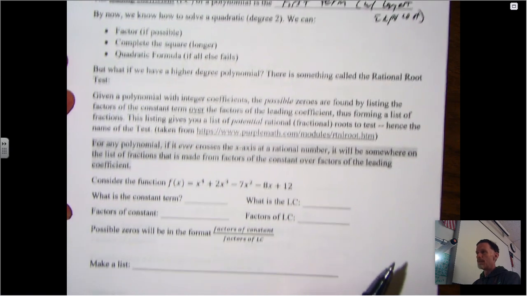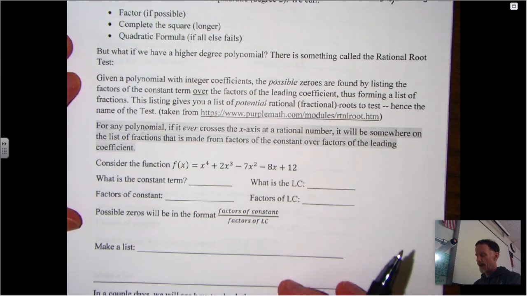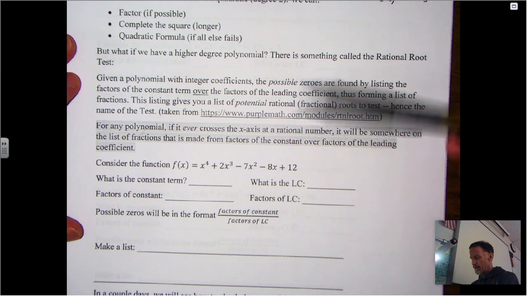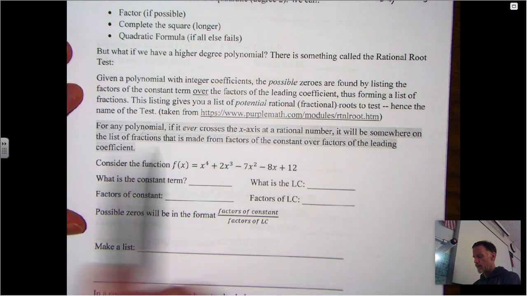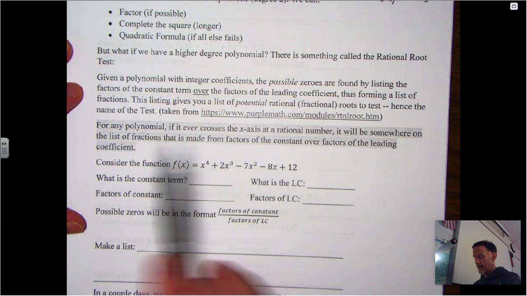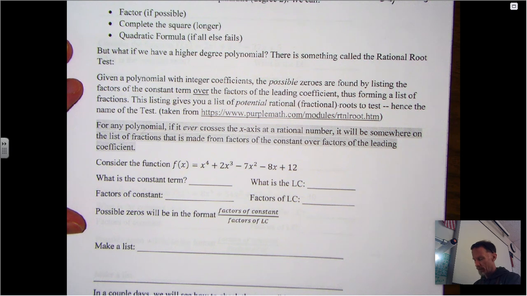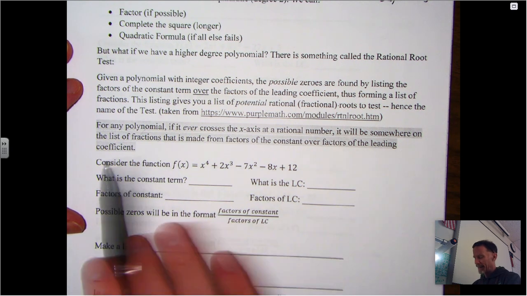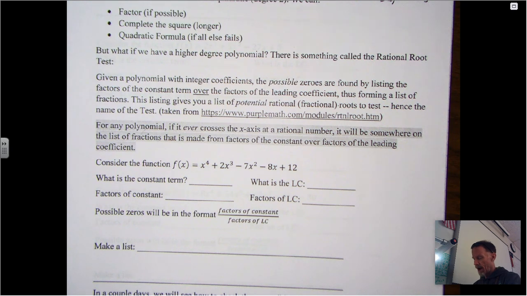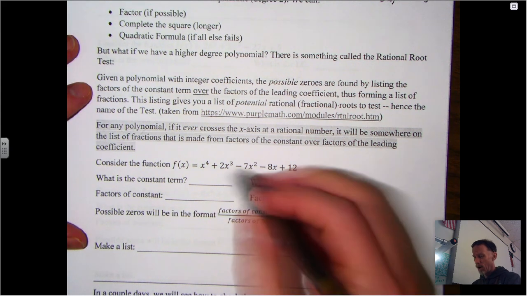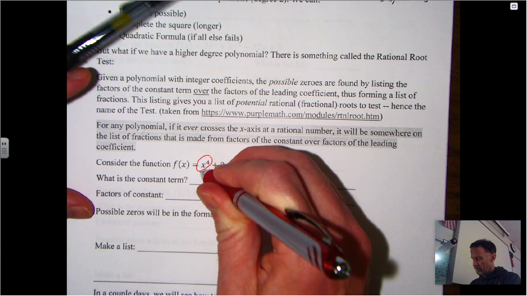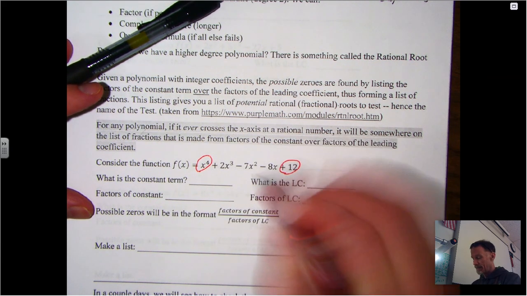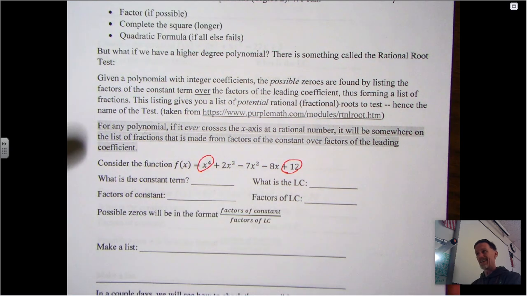Okay. So basically, what happens is we do this thing called the rational root test. The statement of that is in this paragraph. Again, I'm not going to read that to you, but essentially what it's saying is what I have highlighted here. For any polynomial, if it ever crosses the x-axis at a rational number, it will be somewhere on the list of fractions that is made from factors of the constant over factors of the leading coefficient. Okay, what that says is the only thing that we care about is the leading coefficient term and the constant term. That's it. The middle terms are not going to make this list.